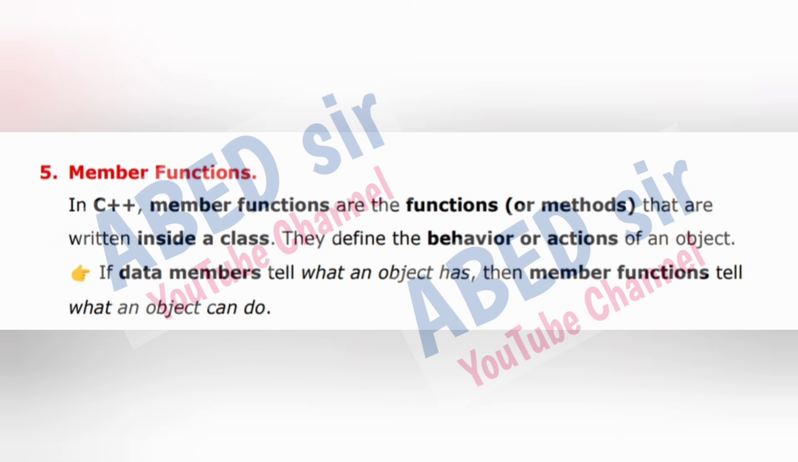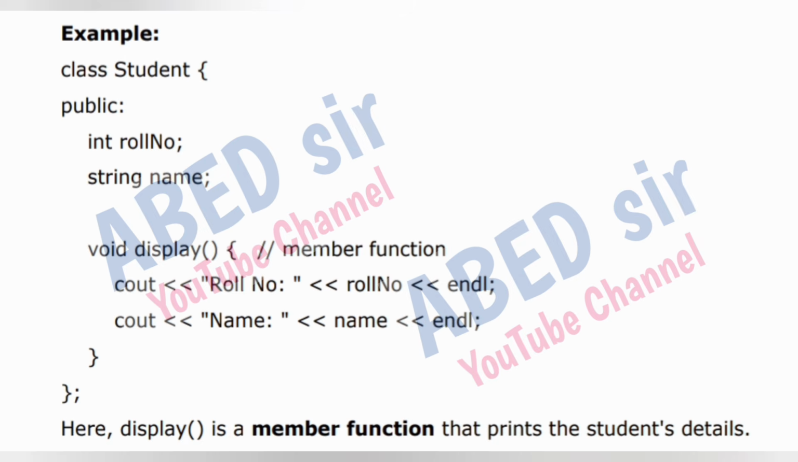Next important short question is: 5, member functions. In C++, member functions are the functions or methods that are written inside a class. They define the behavior or actions of an object. If data members tell what an object has, then member functions tell what an object can do. Example: class Student { public: int rollNo; string name; void display() // member function { cout << rollNo << endl; cout << name << endl; } }. Here, display is a member function that prints the student's details.